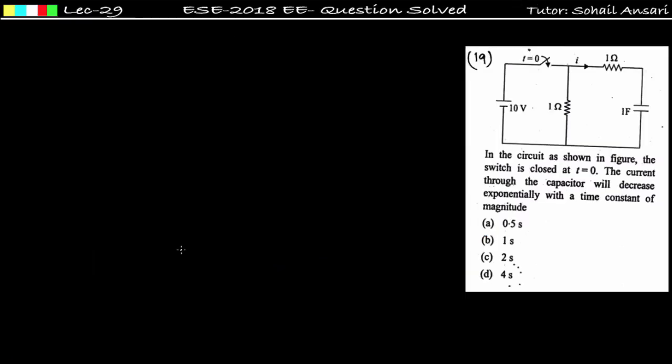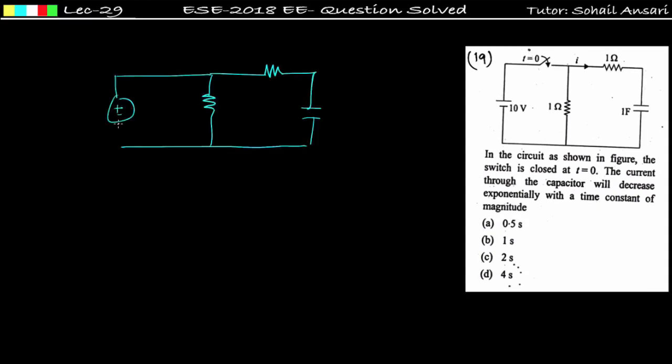See the next question. In the circuit as shown in figure, the switch is closed at t is equal to 0. The current through the capacitor will decrease exponentially with the time constant. We have to find the time constant of this circuit. So close the circuit. This is having voltage of 10 volt. So 10 volt will drop across here only because these two are connected in parallel.